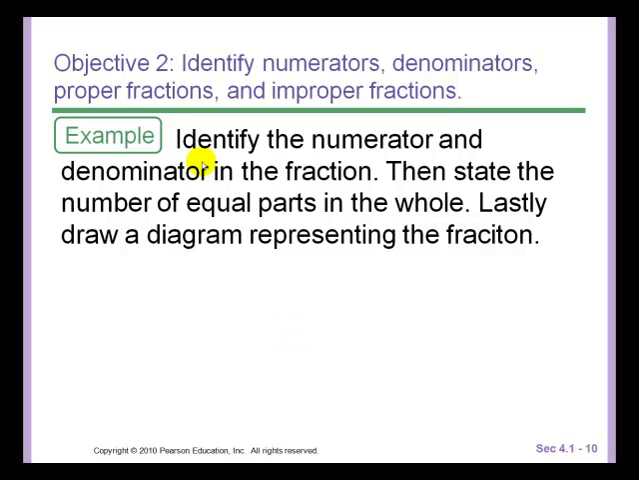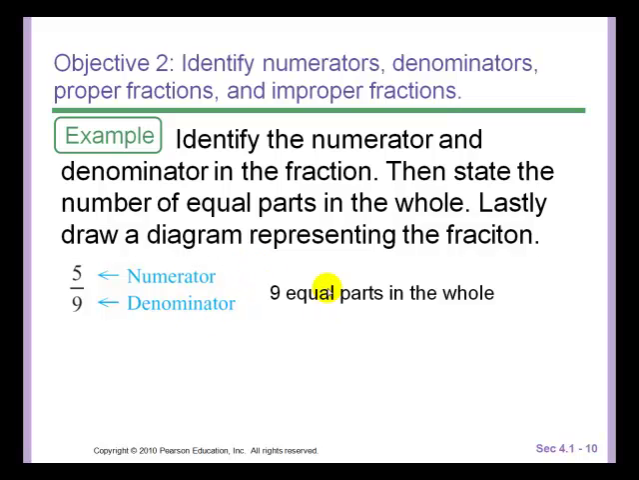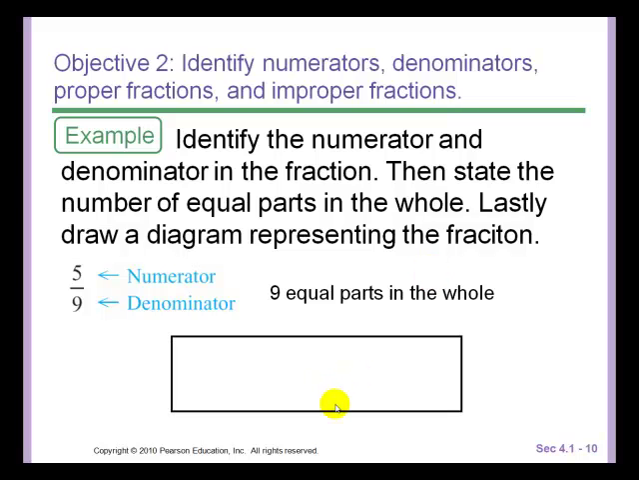Example: identify the numerator and the denominator in the fraction. Then state the number of equal parts in the whole, and lastly draw a diagram representing the fraction. Our fraction is 5/9. The numerator is 5 and the denominator is 9. The denominator tells us there are 9 equal parts in the whole. If we were to draw a diagram, we should start with a shape. Rectangles are usually the easiest.